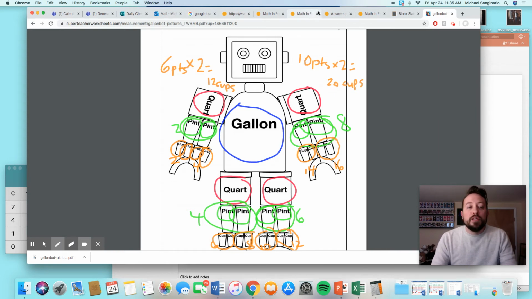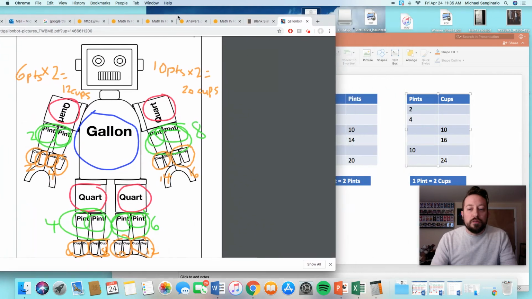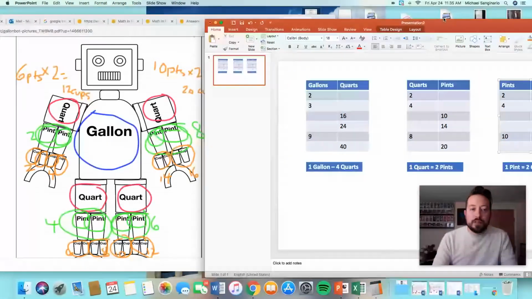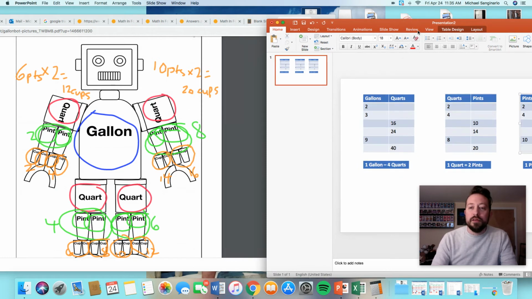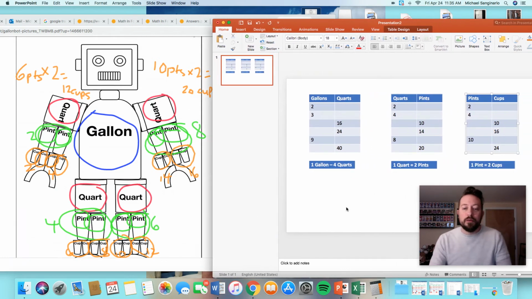Okay, so let's take a look at the assignment that you're going to do today. So let me see if I can squeeze this in here a little bit so you can see everything. Okay. So I broke this down in here and I gave you what it is, okay? So 1 gallon equals 4 quarts, 1 quart equals 2 pints, and 1 pint equals 2 cups. So we're going to start out slow today. All I'm asking for this section is that you convert the gallons to quarts.